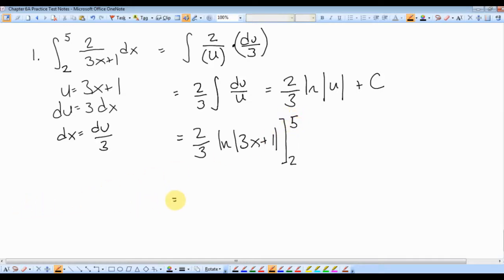And now you just substitute. 2/3 of the natural log of, let's see, 16 minus 2/3 the natural log of, let's see, 7.